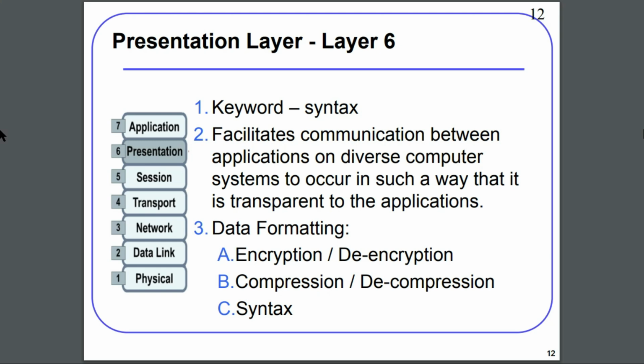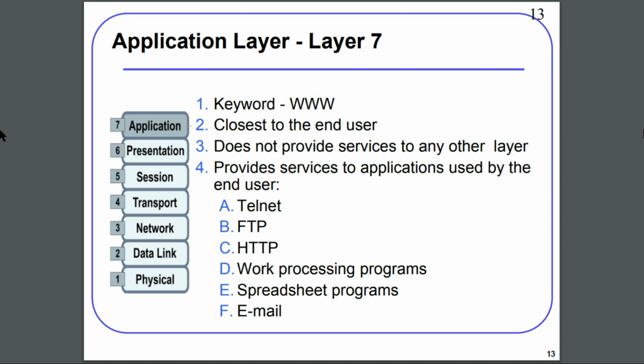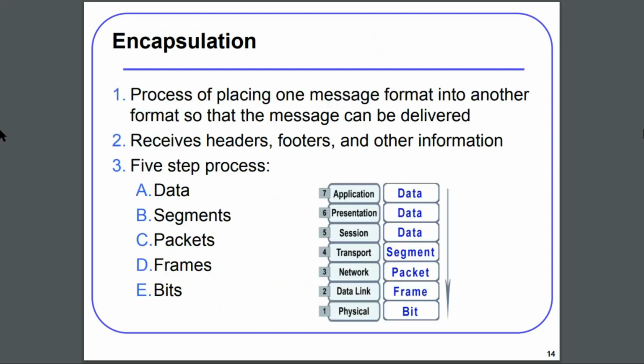This is the application layer, layer 7. The keyword of this layer is www. It is closest to the end user and does not provide services to any other layer. It provides services to the applications used by end users, like Telnet, FTP, HTTP, word processing programs, spreadsheet programs and email. So let's move to the next slide.